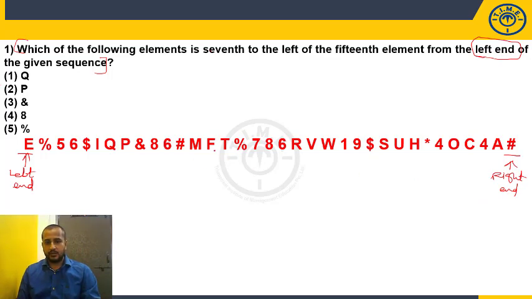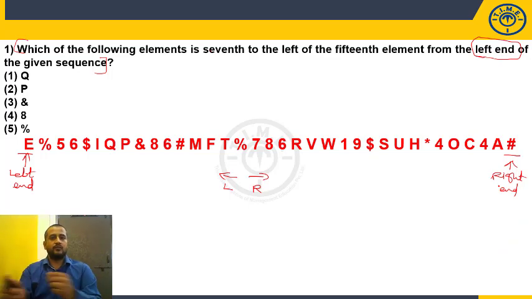With respect to any element in the sequence, there is a left hand side and a right hand side. It means your left hand side will be the element's left hand side, your right hand side will be the element's right hand side, and this will be the given sequence, left hand and right hand. Now, what is the standard procedure and what is the shortcut method? I will explain both.